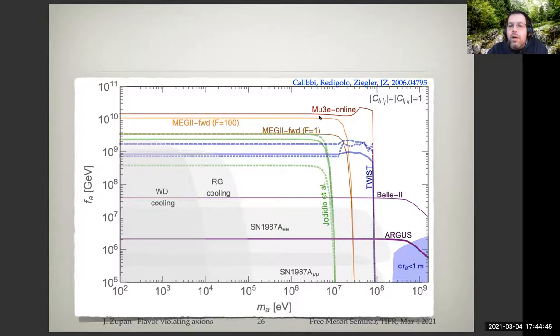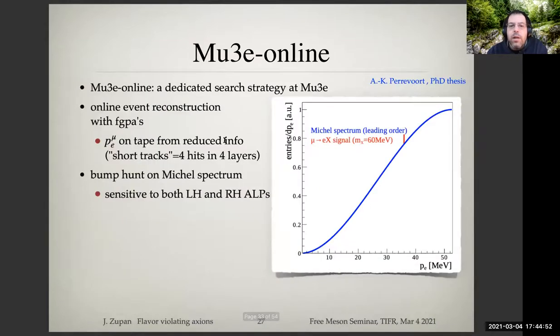Now, I'll just quickly say a few words about the mu2-3e that is also a projected line. So what is this? There's the mu2-3e experiment that could also search for mu to e a decays. So you would search for a line on a Michel spectrum, right?